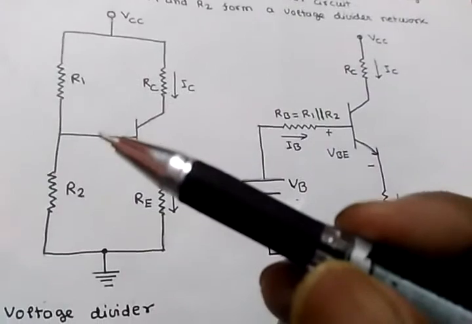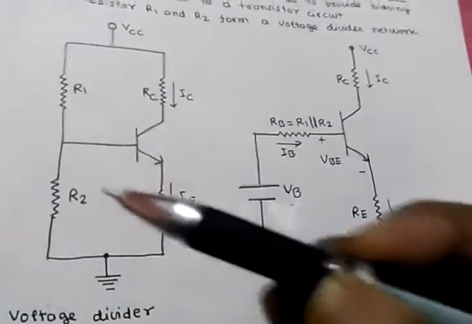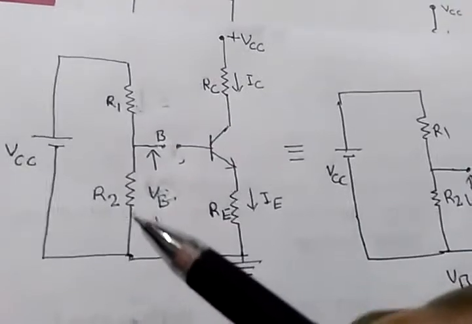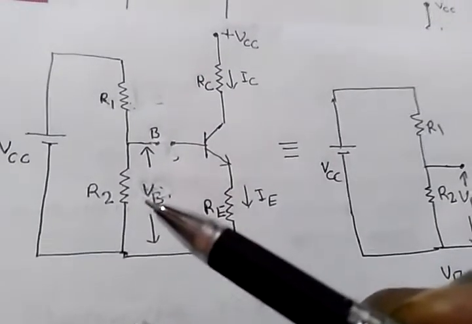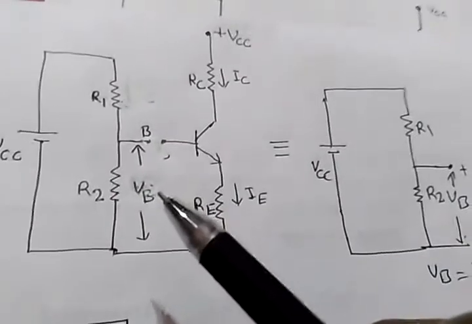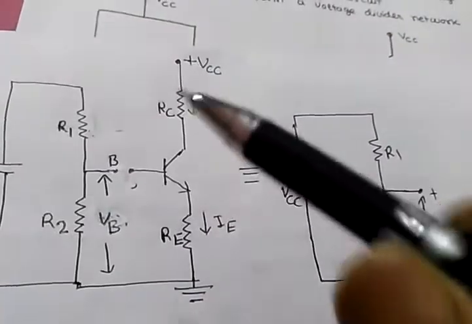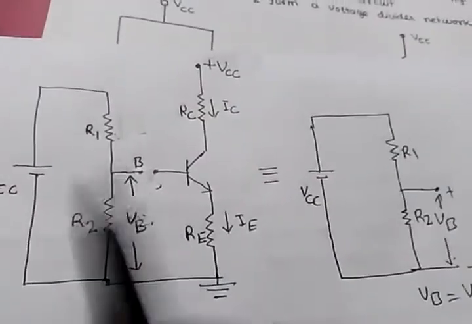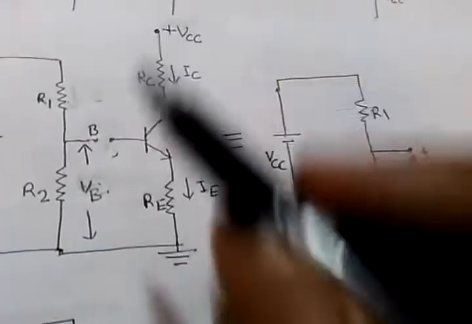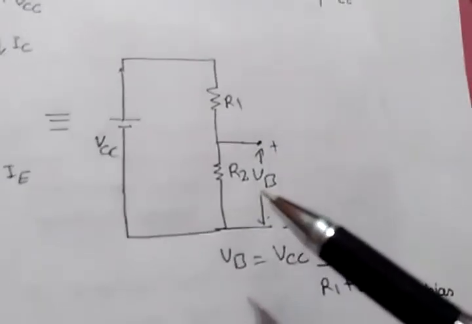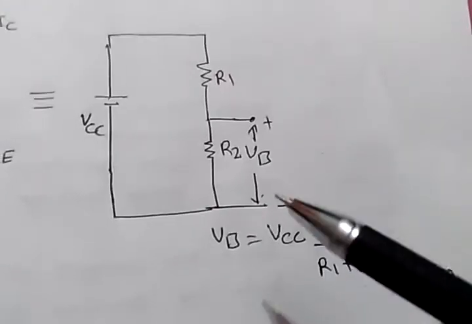When we open the base, then this circuit will look like this circuit. Now we can use the voltage divider rule to find the VB Thevenin voltage. I have drawn this circuit in a very simple way by removing this part, RC, RE and transistor, from the remaining part. So if we remove this part, this circuit can be simplified in this form. Here we can apply the voltage divider rule in a very simple way.